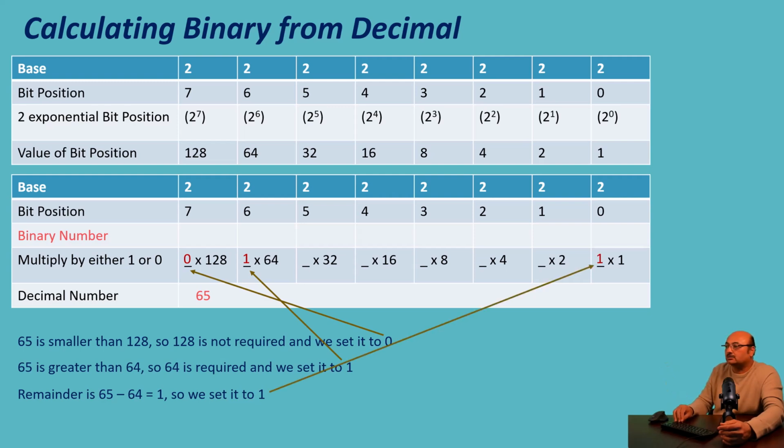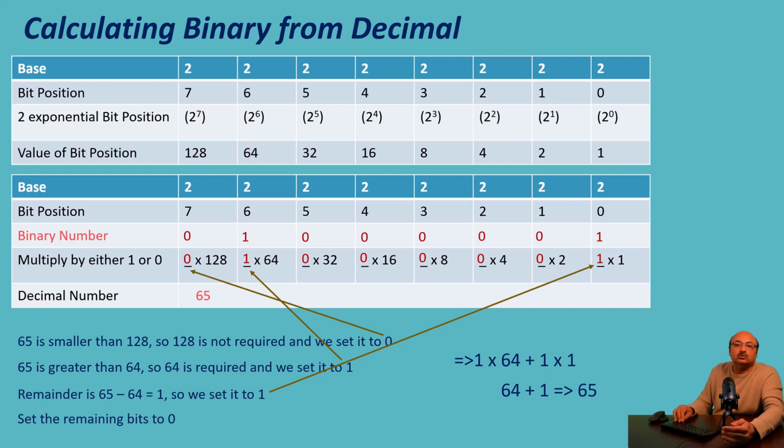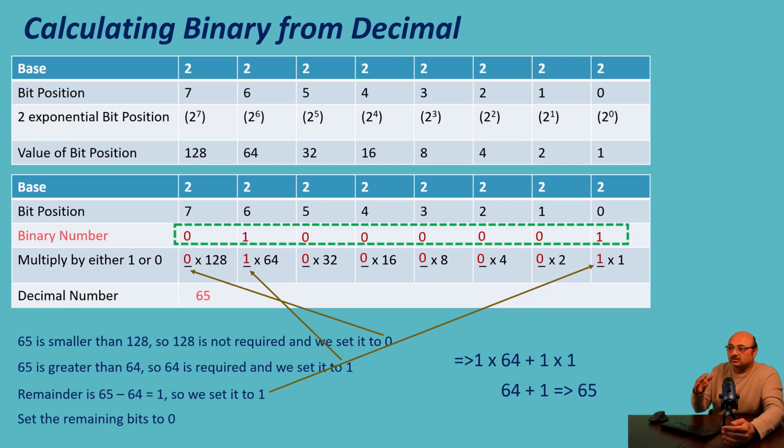If you think in our mind, it is as simple as this: 1 into 64 plus 1 into 1. That gives us 64 plus 1, 65, right? Then I'll set the remaining bits to zeros. This is my equivalent binary number. 65 converted into binary is 0, 1, 0, 0, 0, 0, 0, 1. Okay. Let's take another example.